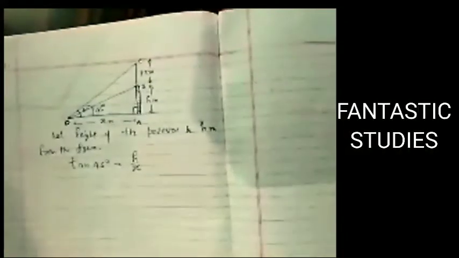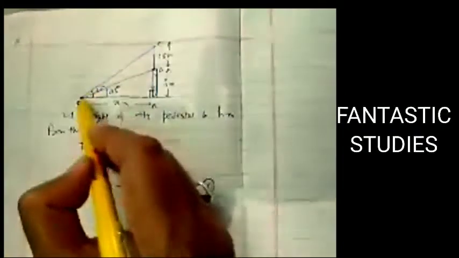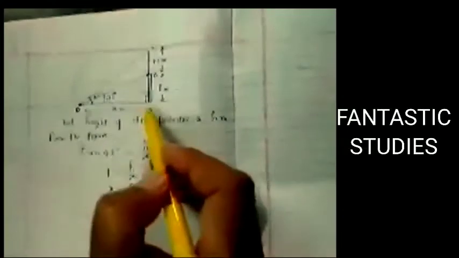The value of tan 45, again you must be knowing. It is 1. 1 is equal to H by X, or we can say X is equal to H, or H is equal to X, equation 1. Now consider the second right angle triangle, this 60 degree angle of elevation. So this triangle I am taking, triangle ADC. This big triangle is also a right angle triangle, and this angle is 60 degrees.